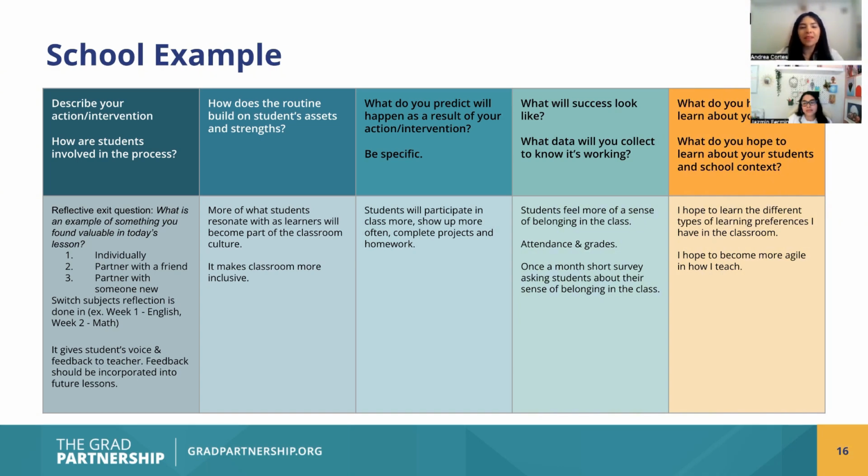And then finally, the part that was most connected to them, I think, in this piece was talking about what they hope to learn. So these teachers hope to learn the different types of learners, learning preferences that the students have in their classroom. So they were getting to know students on a social level, but they also wanted to learn about students at an academic level. And these teachers also hope to become more agile in their teaching as a result of engaging in this change idea. So again, these actions that we're designing, they help us not only learn about students, but they also help us learn about ourselves as educators.